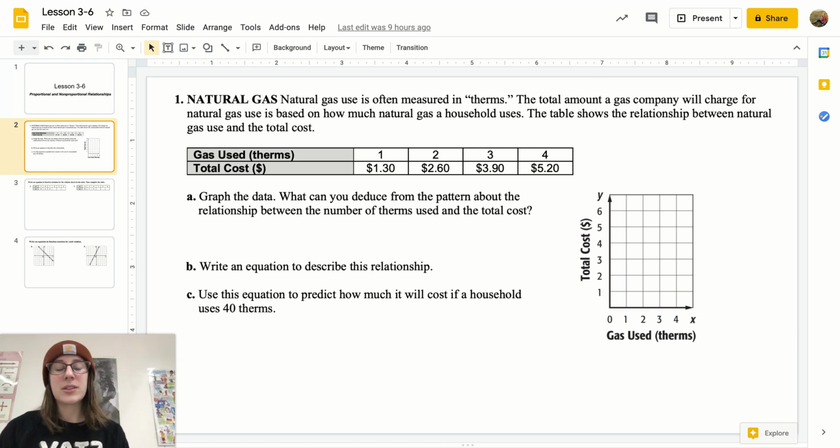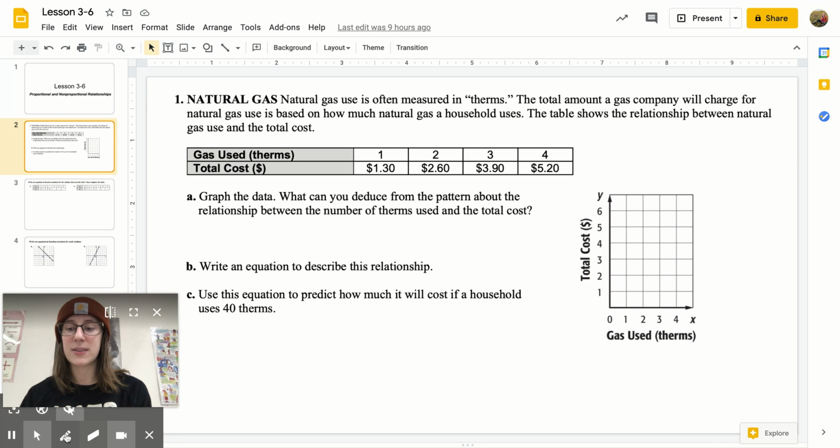So we're going to talk about natural gas, talking about in therms. That's pretty relevant to hear because a lot of us at least, burn gas when we're talking about keeping our houses warm. So it's talking about the total amount the gas company will charge for natural gas use and how it's based on how much natural gas a household uses. So it's talking about the natural gas use and the total cost.